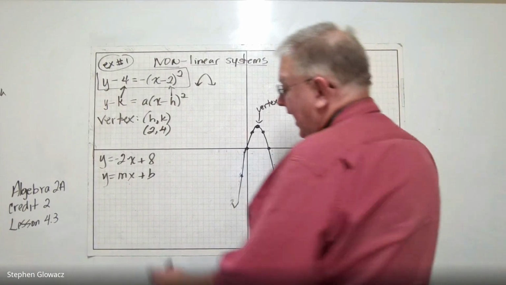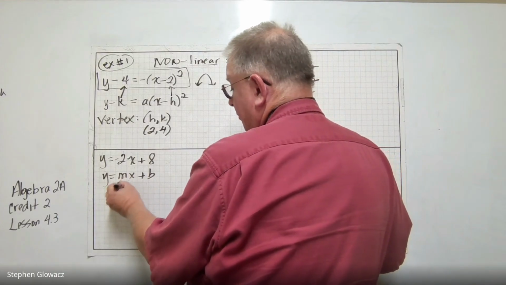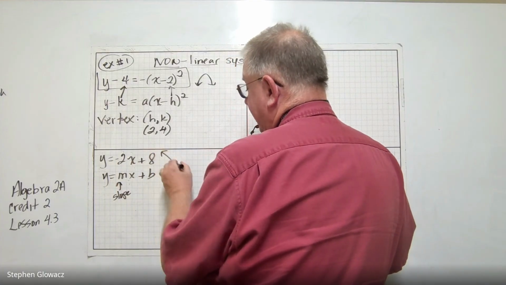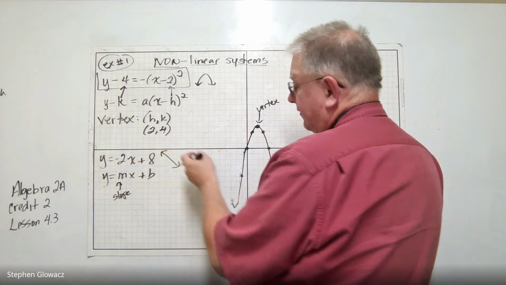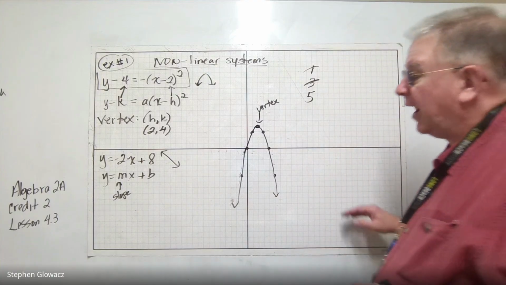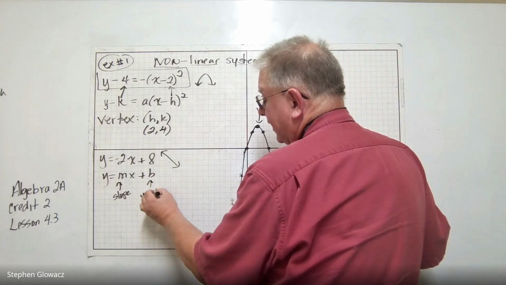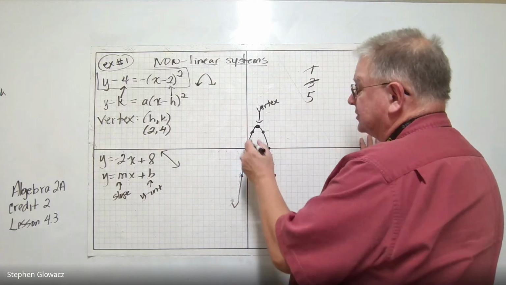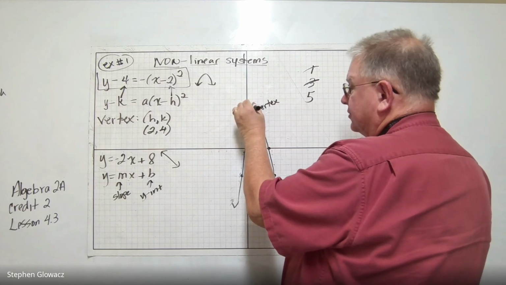And since m, the coefficient of x, which remember m is the slope, is negative, we know it's going to be a downward sloping line as we go from left to right. However, we're going to start with our y-intercept. Remember, b is our y-intercept. B is 8. So 8 on the y-axis would be up 8 units. And so there's our y-intercept.